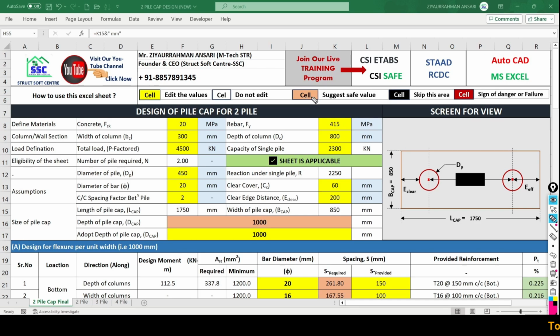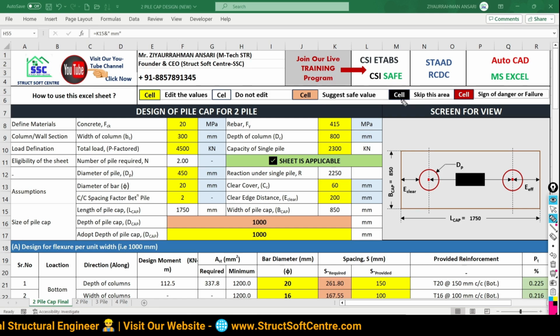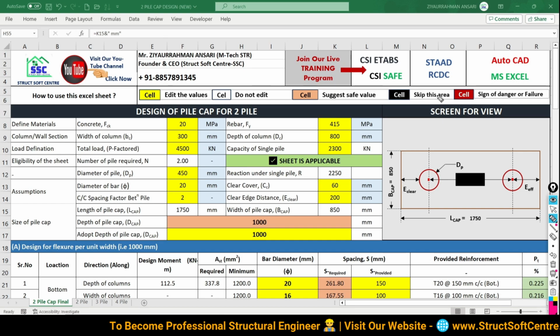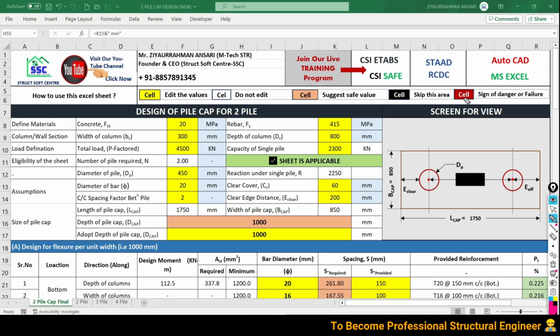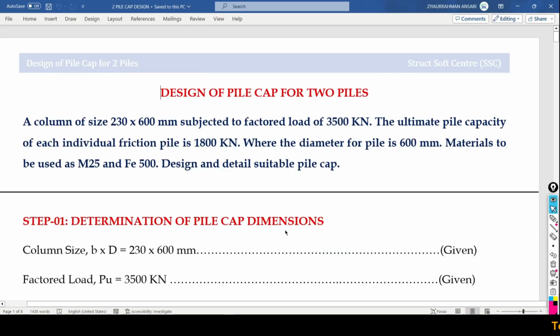And this orange colored cell is actually giving the suggestion. It will give the suggested value, and that value you can adopt for the final design. And if you get a black cell anywhere in this Excel sheet, you have to skip that area. And if you get a red cell, it is the sign of danger or failure, so you have to take care.